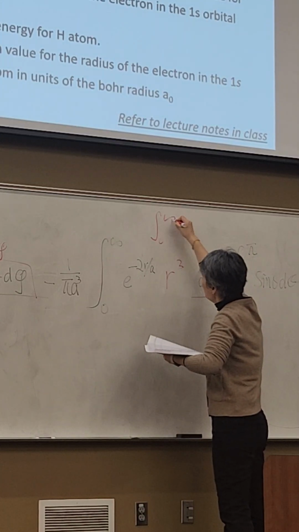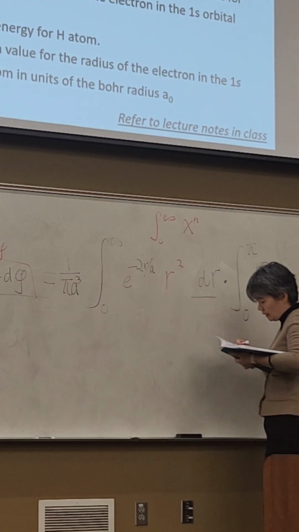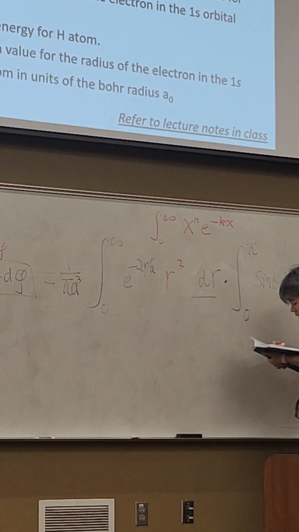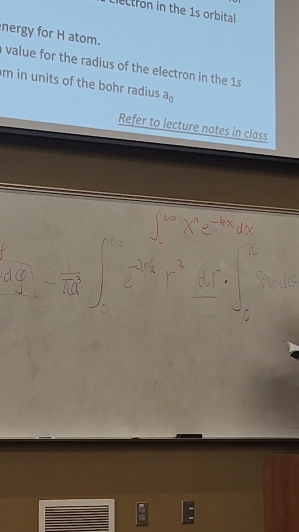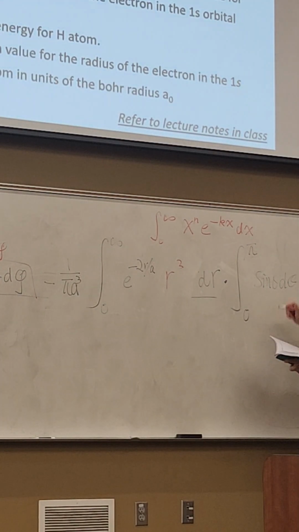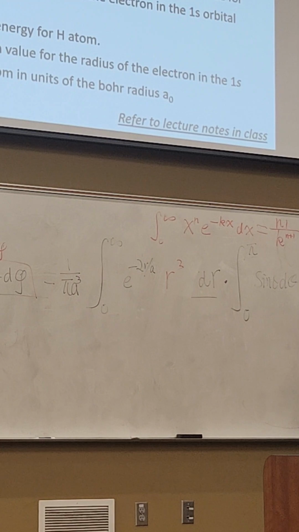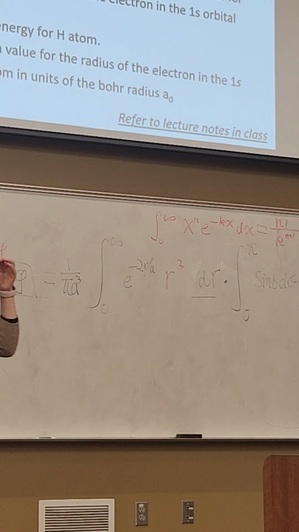0 to infinity, x raised to the power of n, and then you have the e to the kx. Of course, integrate with the variable x right here, and then out of the integration will be the n factorial divided by constant k raised to the power n plus 1. Okay, all right. So that is looking forward. We'll give it to you in your exam.